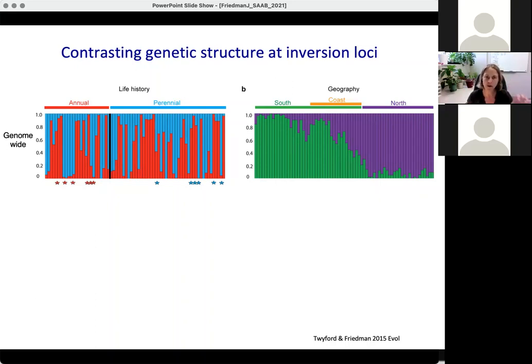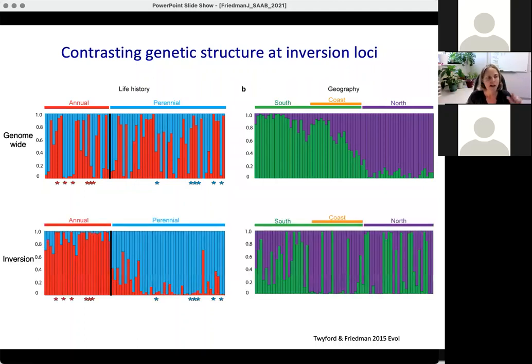But now if we focus in on just that inverted region of chromosome 8, then we discover that within that inversion, annuals tend to be really similar to each other, and perennials tend to be really similar to each other. So again, this inversion seems to be a region that's particularly different between all of our annuals and all of our perennials, and not with geography. So now the geography pattern falls away in this particular region.